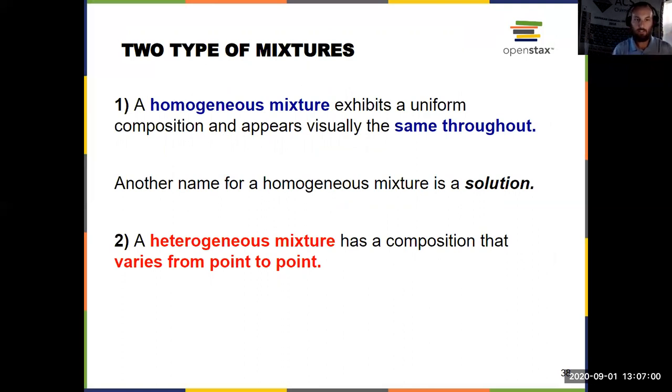Heterogeneous, composition that varies from point to point. Okay? Sand on a beach, for example, you might have a bunch of shells in one area. You might have some litter in another area, right? It will vary from point to point. Dressing, Greek dressing on a table, right? The heterogeneous mixture, especially when it separates out oil and water. A chocolate chip cookie could be a heterogeneous mixture, right? You could have one bite that has a bunch of chocolate chips and then another worse bite that barely has any. So know the difference between those.